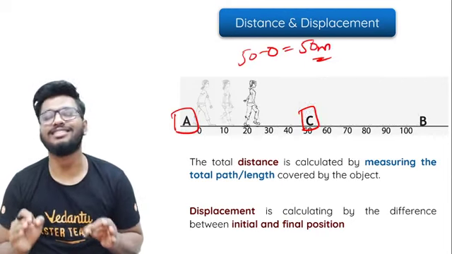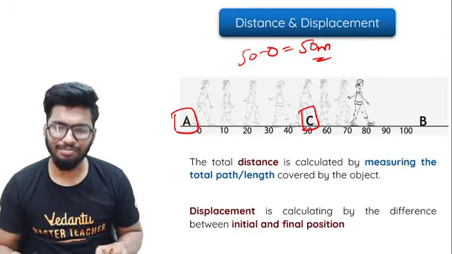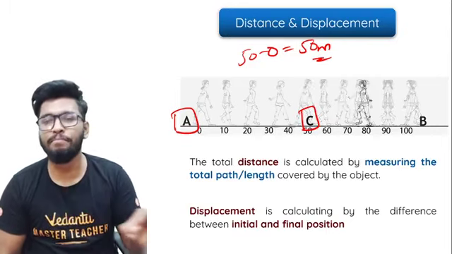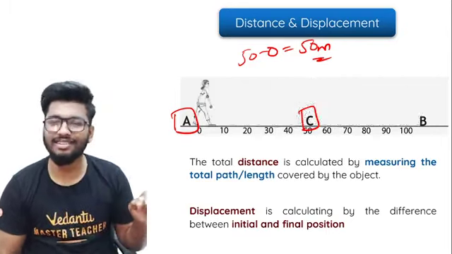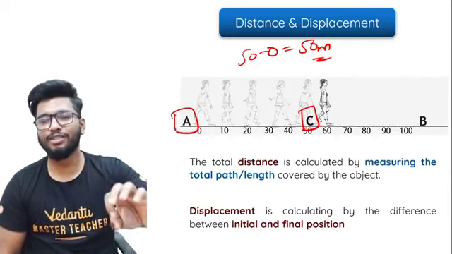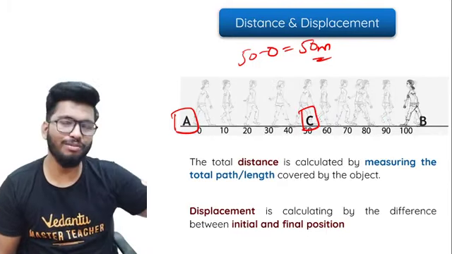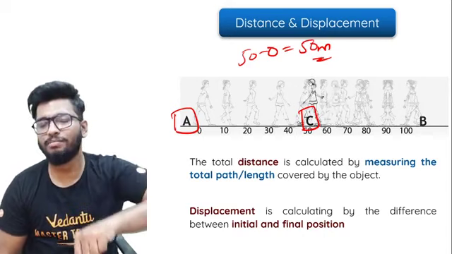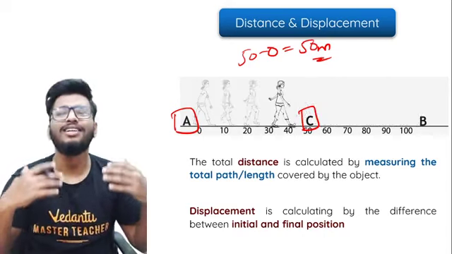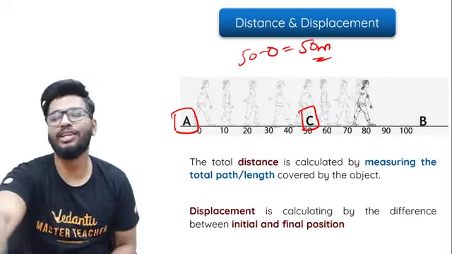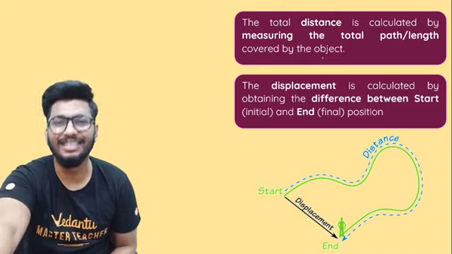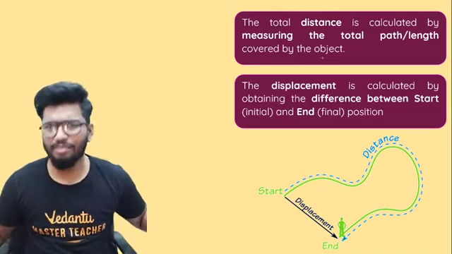So what you have to understand is this, guys. Displacement is path independent. It does not depend on the path taken by the body. It only depends on where the final position of the body is and what the initial position of the body is. Or in other words, the shortest distance between 2 points is what is called displacement. So this is completely path independent.